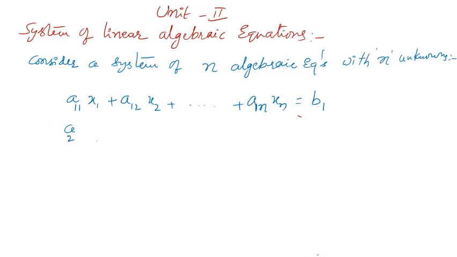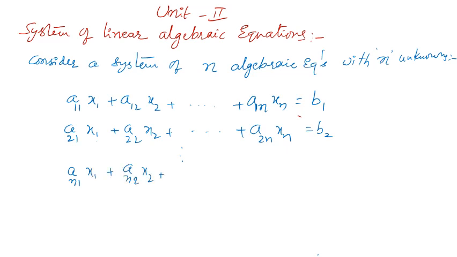Second equation, start with a21x1, a22x2 and so on, a2nxn equal to b2 and so on. And the last, nth equation, an1x1, an2x2 and so on, annxn equal to bn. This is system of equations 1. Algebraic equation means in terms of variables.